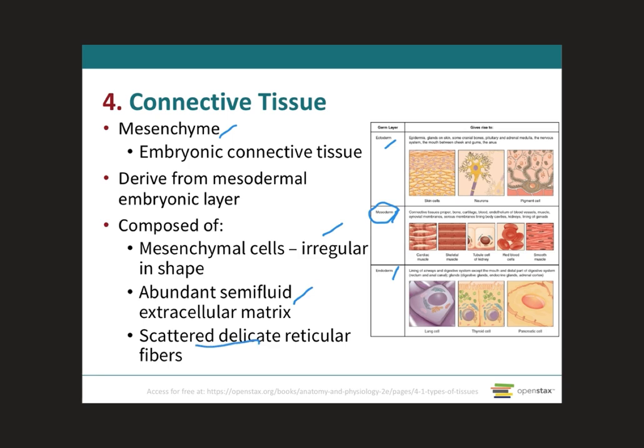A second type of embryonic connective tissue forms in the umbilical cord, and it's called mucous connective tissue or Wharton's jelly. This tissue is no longer present after birth, leaving only some scattered mesenchymal cells throughout the body.